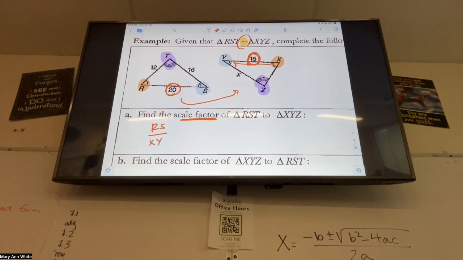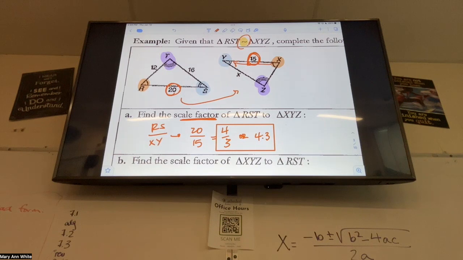Now, once I write it as letters, I wanna write it as a fraction of the numbers. So RS we know is 20. 20 over XY, which is 15. Can you simplify that down? 4/3, good. You can leave it as 4/3. If you like writing it as a ratio with the colon, go for it. That's fine as well. You only need one of those, and you have to write that RS over XY every time.